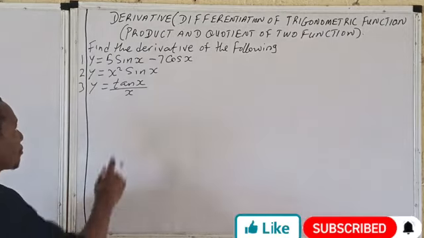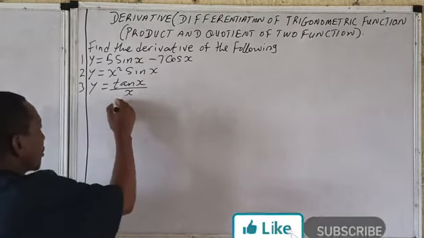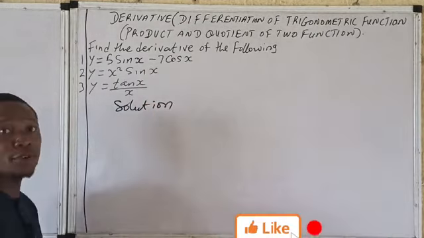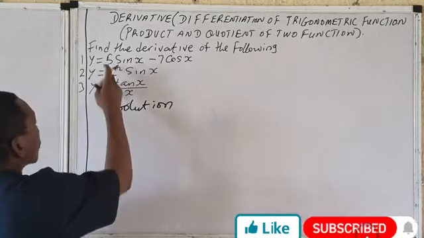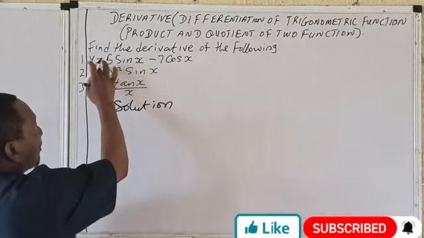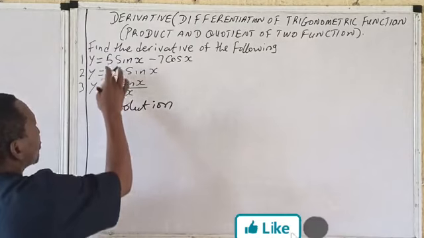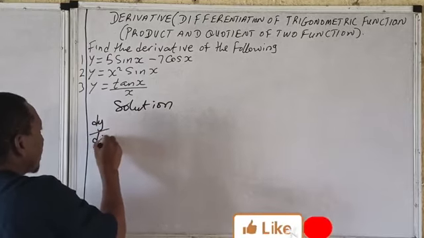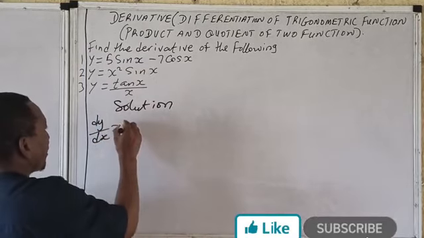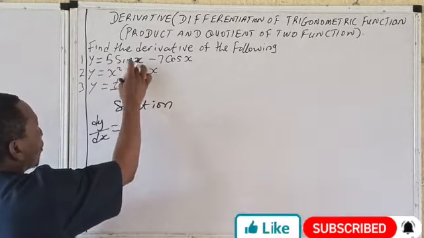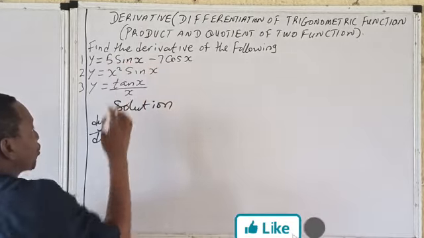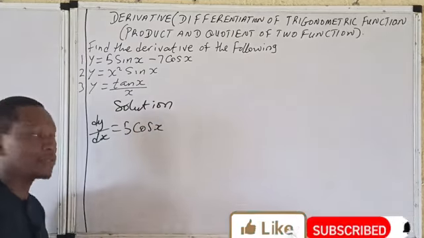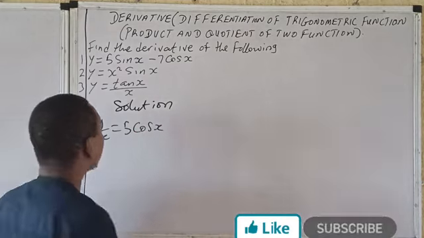Now, the first question here is just so easy. I just placed it there to remind you of what's in part 1 of this video. If you're asked to find the derivative of this, what you just need to do is this. I'll take dy/dx equal to, now I'll bring down this 5. What do you get if you differentiate sine x? Cos x. If you have not watched part 1 of this video, please kindly do that.